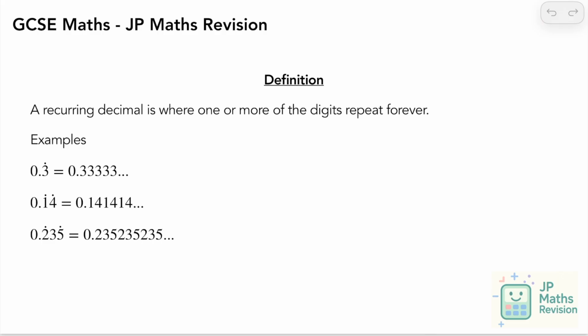It's important to note that if the dot is above the 2 and the 5, then that means everything between 2 and 5 repeats. So that's why it's 235, 235. If we had something like 0.672 recurring, that means that just the 2 part recurs. So this would be 0.6722222.